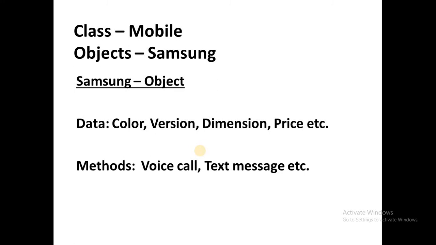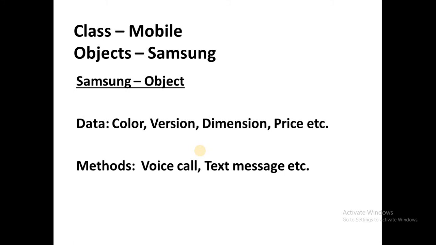Consider mobile as a class. If you consider mobile as a class, you can list out many objects: Samsung mobile, Apple mobile, Redmi mobile, etc. So consider mobile as a class and Samsung as an object. Each object will have two components: data and methods. First, identify the data of the Samsung mobile object.